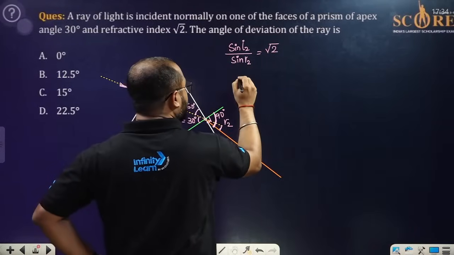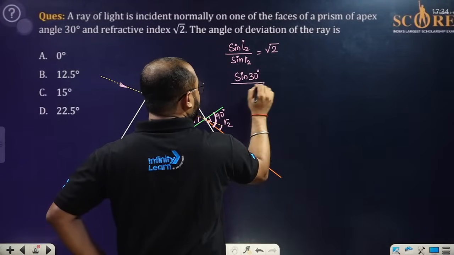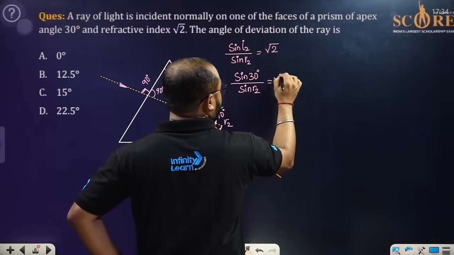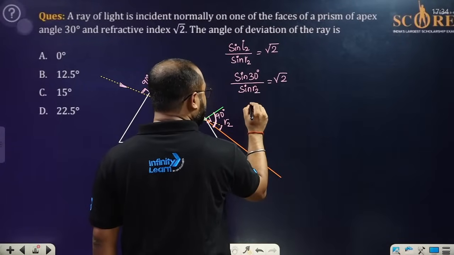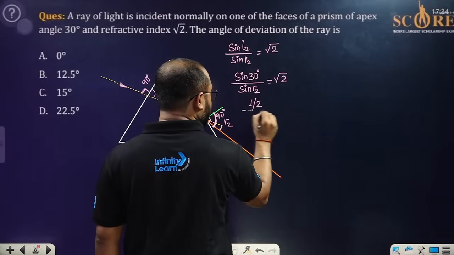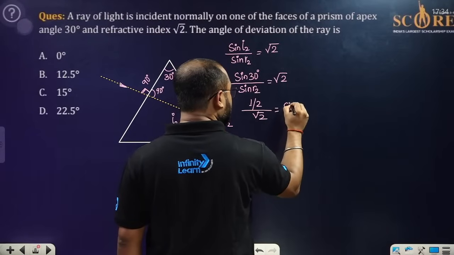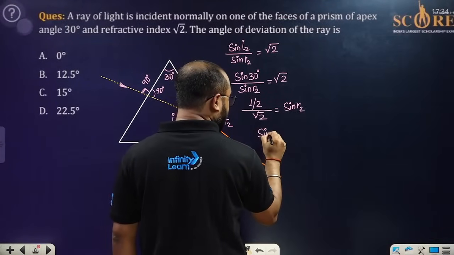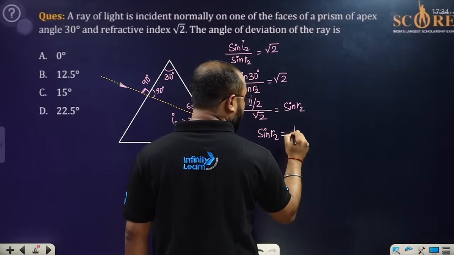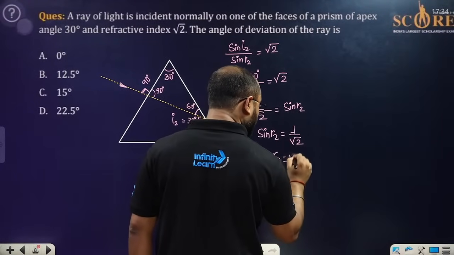If you try to solve this, sine 30 degree, everyone, will be 1 by R2, which is going to be √2. Simple. So what we are trying to find, sine 30 degree is going to be half by √2, which equals sine R2, everyone. That means if we talk about the sine R2, it is going to be half, 1 by √2.